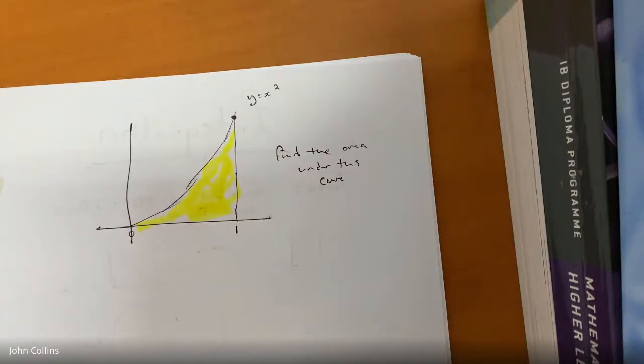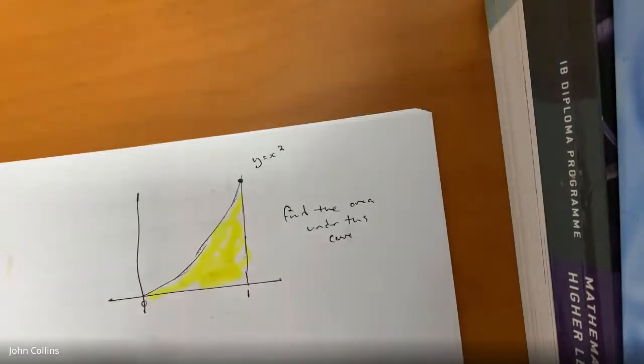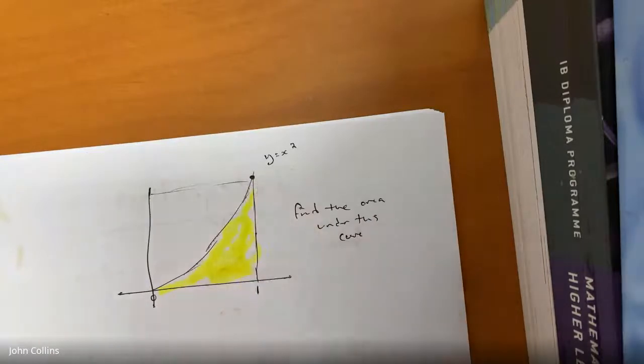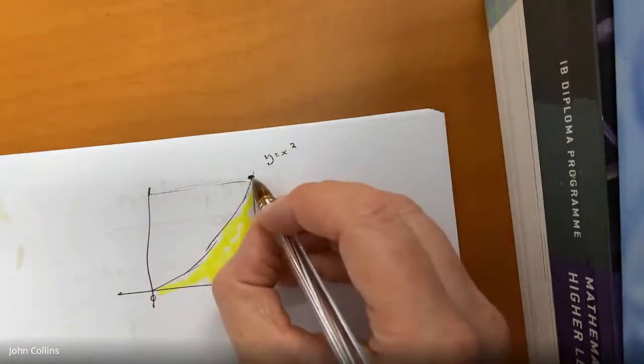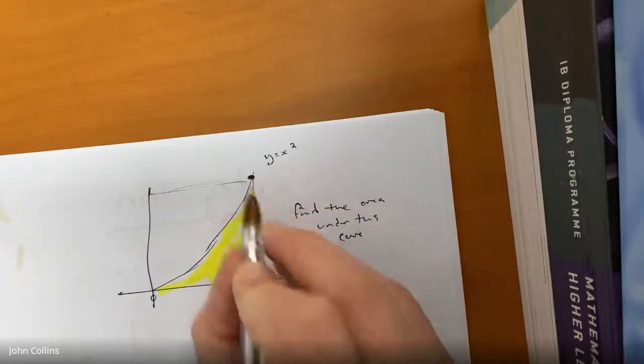All right, so the very first estimation you perhaps would get for this is going to be clearly if you make that first rectangle, the area is going to be too big, isn't it? Because what's this point up here then? What's this point up here?